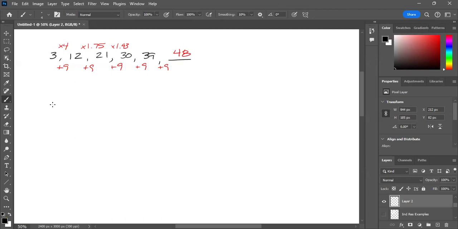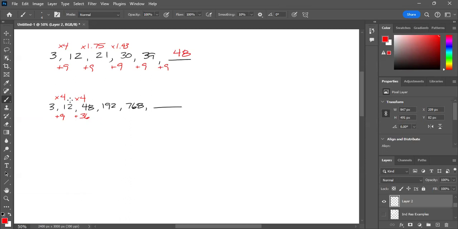Let's try another set. Again, we'll start 3, 12, 48, 192, 768, and then our next number. Now that jumped really fast, didn't it? That's okay. We know it's add 9 or multiply by 4. Now the next pair, if I multiply 12 by 4, I get 48, or I needed to add 36.